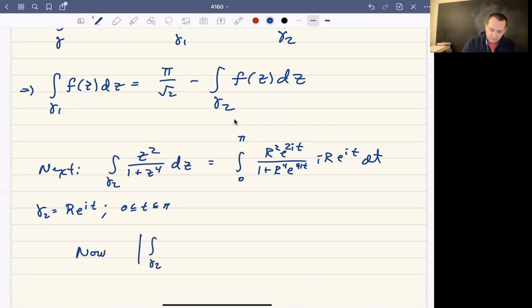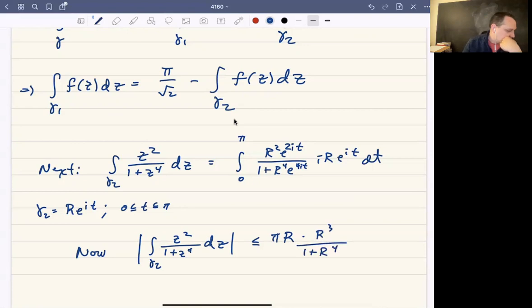notice that if we bound this integral, so the integral of z squared over 1 plus z to the fourth dz, this is going to be less than or equal to, let's think about this, pi, actually it's pi r, the length of the curve, times the maximum. So this is going to be times, let's see, r cubed over 1 plus r to the fourth, which I'm not happy about.